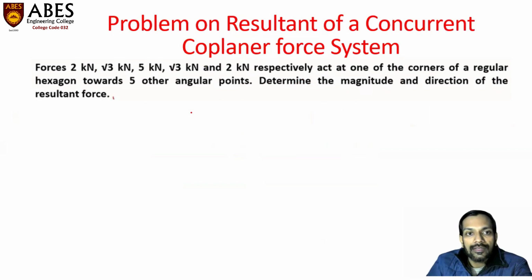So students, this is the problem. The forces of 2 kilonewton, √3 kilonewton, 5 kilonewton, √3 kilonewton, and 2 kilonewton, respectively, act at one of the corners of a regular hexagon towards the 5 other angular points. So basically, there are 5 forces. All these 5 forces are concurrent in nature, and these are directed from one single point towards the 5 remaining points of a regular hexagon.